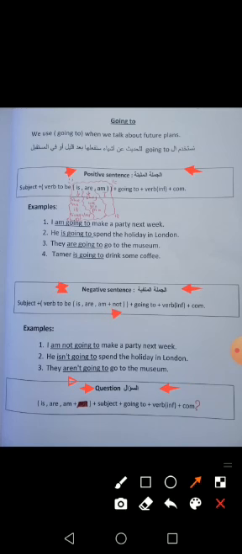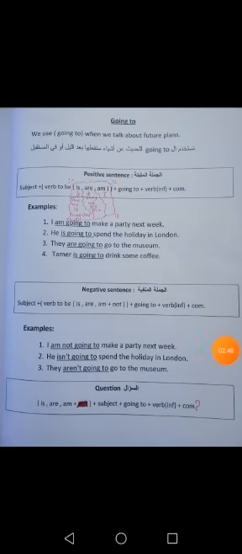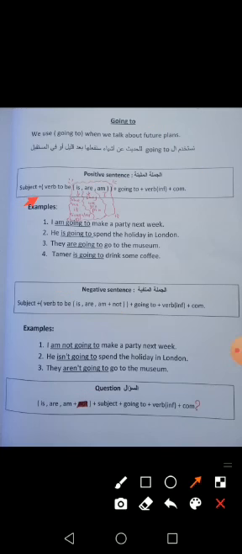Okay, so let's start using going to in the positive sentence. How to use going to in the positive sentence? We start the sentence with the subject. What does subject mean? الفاعل, right? So we write the subject. We use verb to be. We use is or are or am. Okay, then we use going to, verb infinitive, and complement.